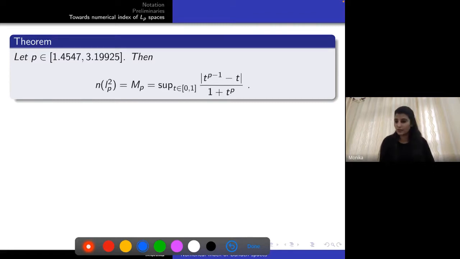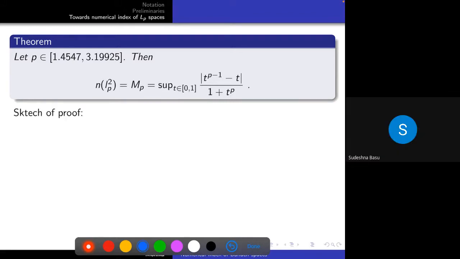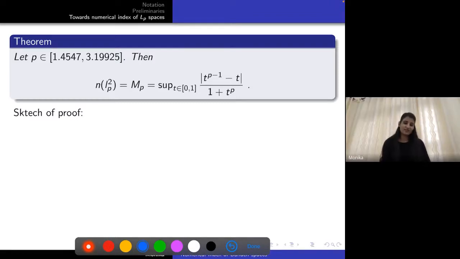And I don't know how much time we have left. I'll just give a little sketch of this proof. We have about 10 minutes. Oh, okay, then we have sufficient time. So I'll just give you a rough idea of the proof.